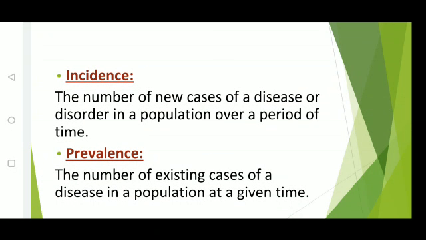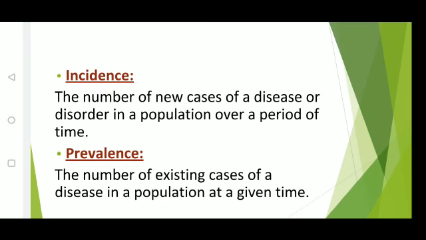Then next one, prevalence. The number of existing cases of a disease in a population at a given time. So at present, how many are affected? Today, how many are affected by corona? We call this prevalence. So how many are affected in a certain population at a given time, we can call prevalence.